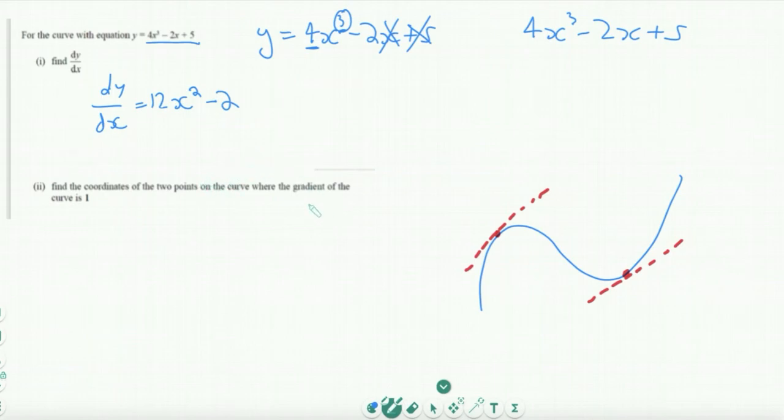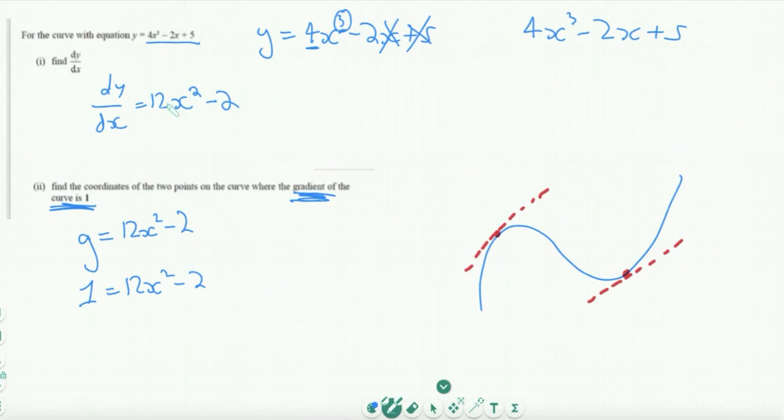So whenever we have a question about gradients and curved lines, we must differentiate. So we've done that in the first question. And then we can replace the phrase dy over dx with g, gradient. The gradient equals 12x squared minus 2, sorry. And we want to find the coordinate on the curve when the gradient is 1. So we can replace g with 1. So 1 equals 12x squared minus 2.